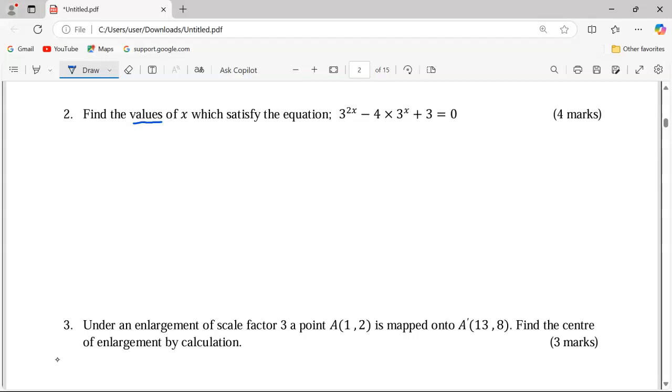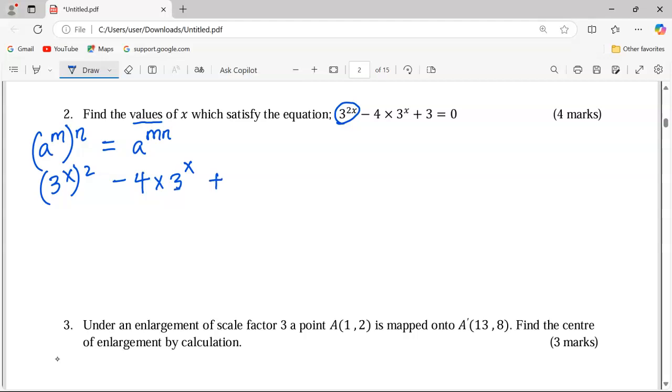Allow me to apply the law of indices, which we call the product law of indices. It says that if we have a power m, then generally raised to n, we just set a raised to the power of the product of the two indices. At this point we can split the first term and say this is 3 power x, which has been squared, minus 4 multiplied by 3 power x, then plus 3. This is equivalent to 0.